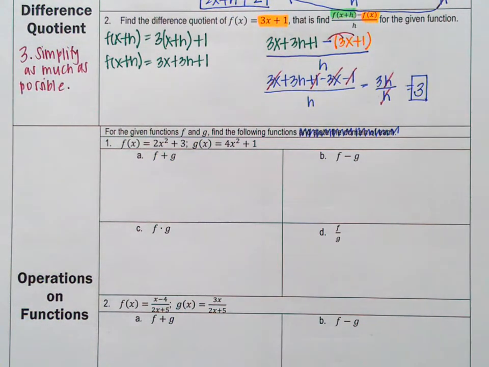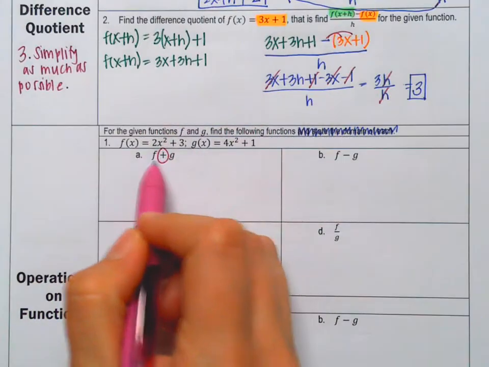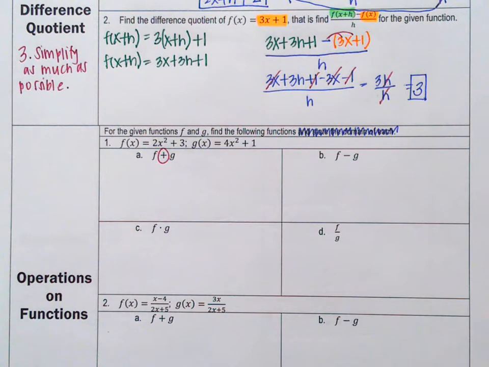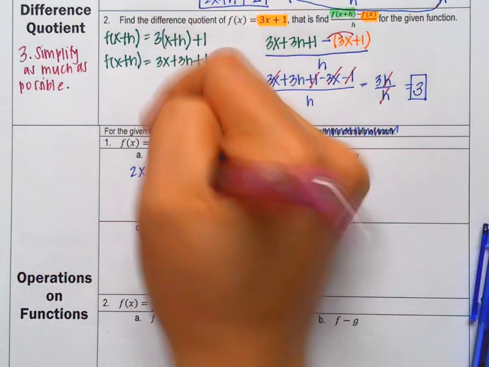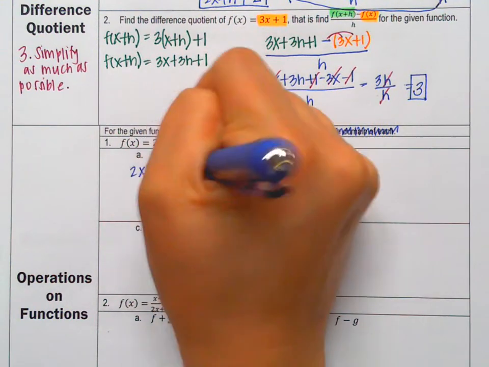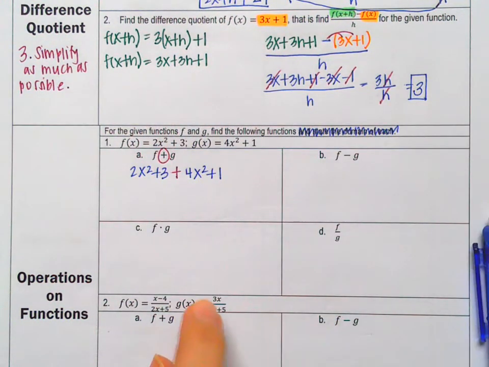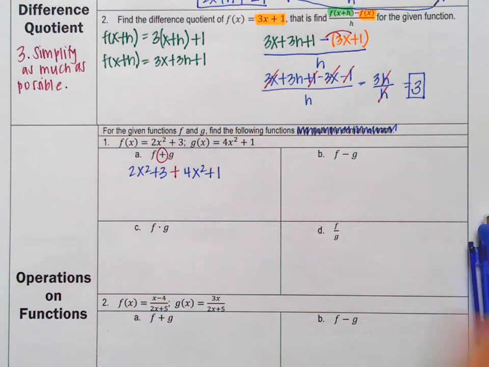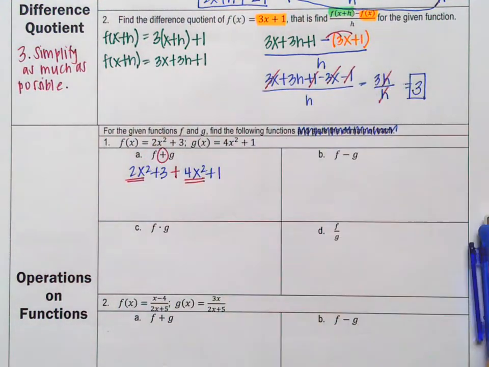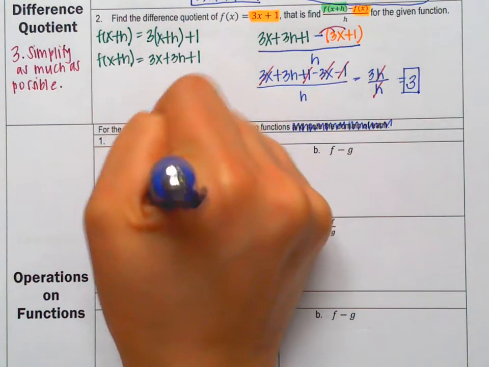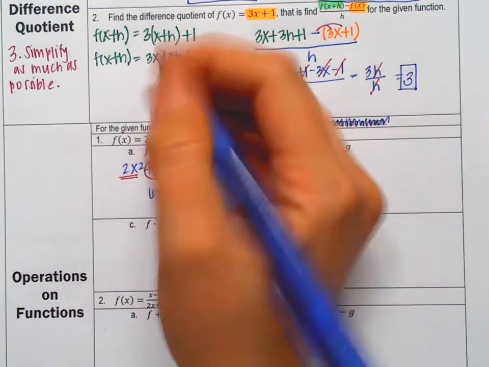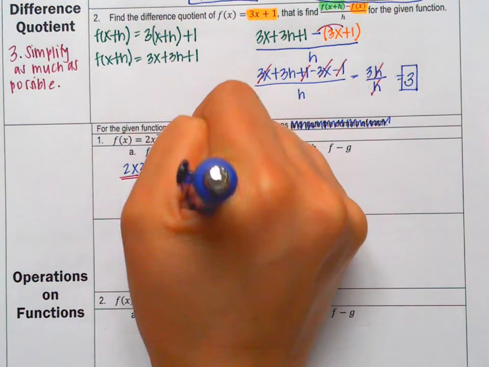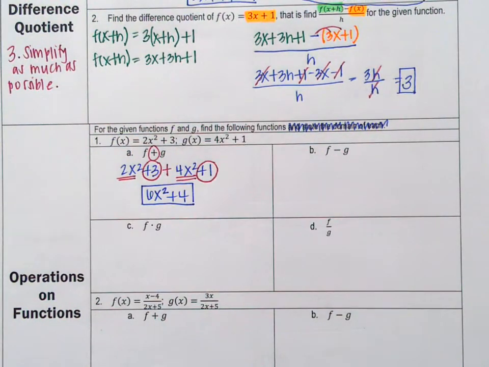Okay, so it's asking us basically to add. It's basically saying take f of x and add it to g of x. So f of x is 2x squared plus 3. And then we're going to be adding 4x squared plus 1. And so all we have to do is combine like terms. 2x squared can combine with 4x squared to get me 6x squared. And then 3 can combine with 1 to get me 4. And that's all it is.